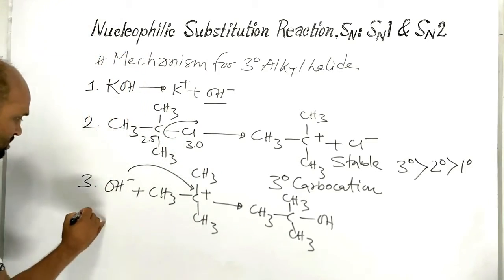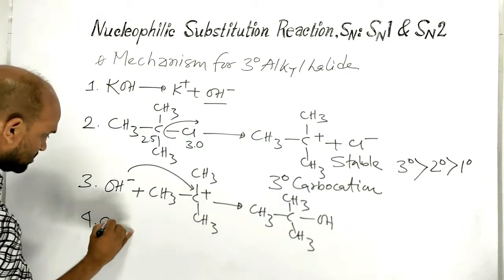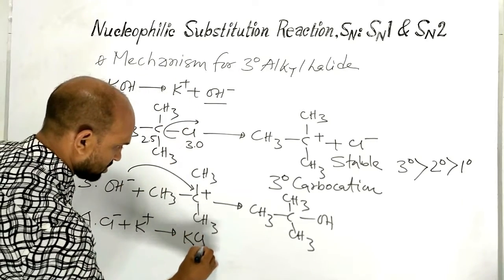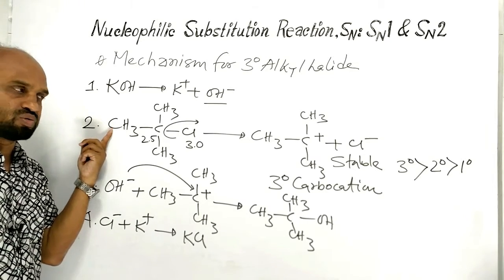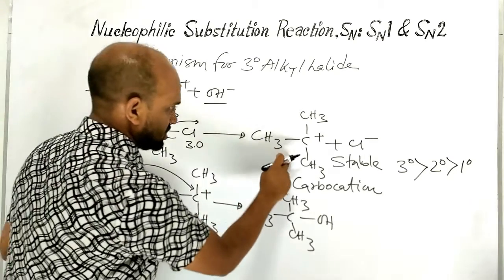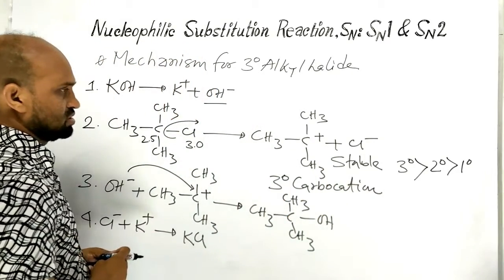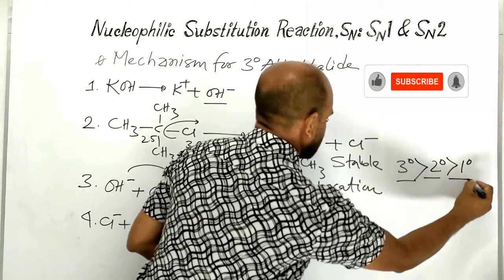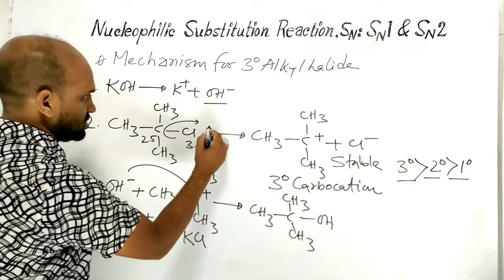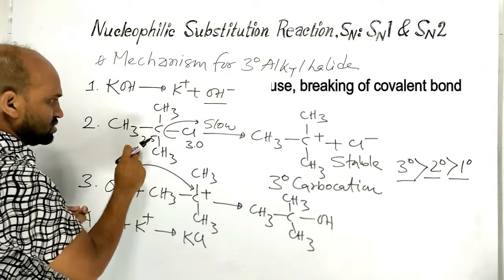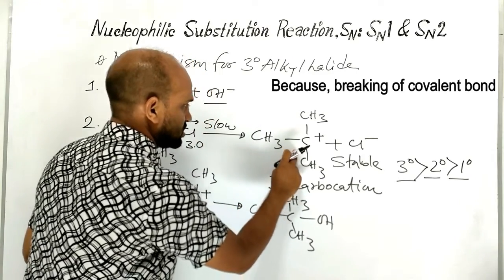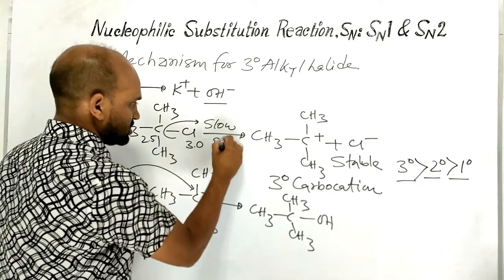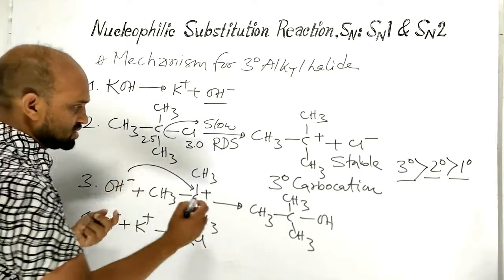Another step we can write is step 4. This chloride ion combines with the potassium ion produced at step 1 to form potassium chloride. Now let's look at step 2. From step 2, a 3-degree carbocation is produced, which is a stable carbocation. The stability order is 3 degree is more stable, then 2 degree, and then 1 degree. Here, step 2 is the slow step because from this step a stable carbocation is formed. That is why it is the slow step. This slow step is considered the rate determining step. But the next step is a fast step.